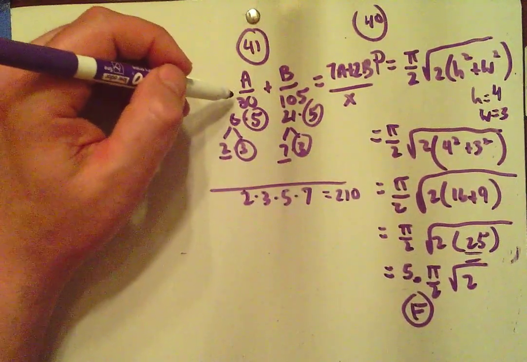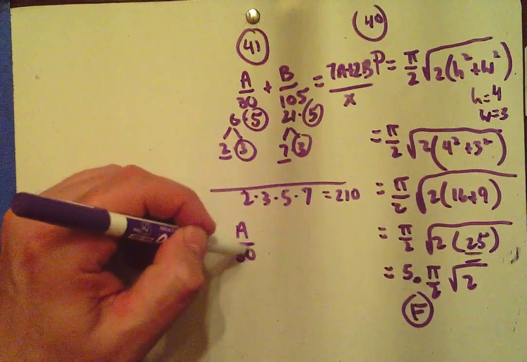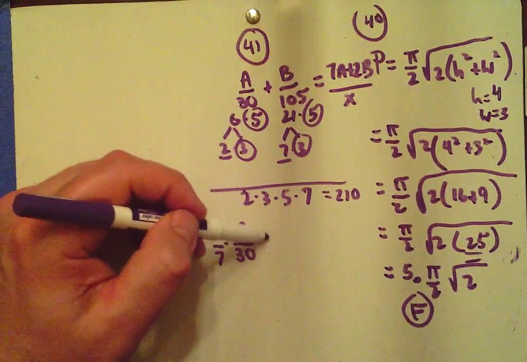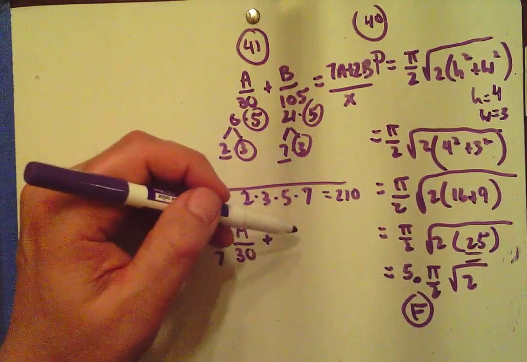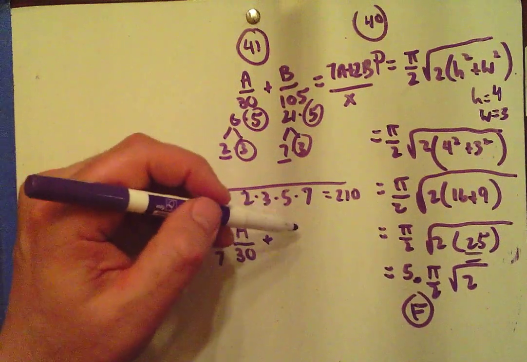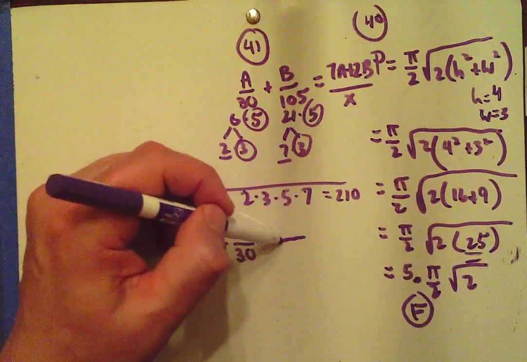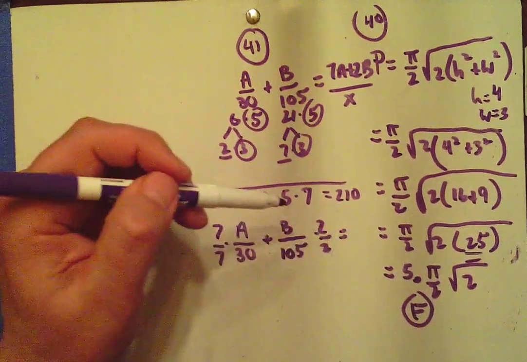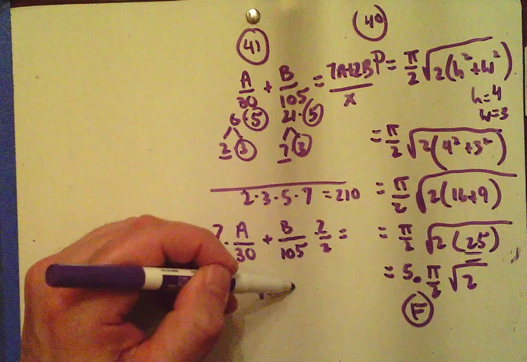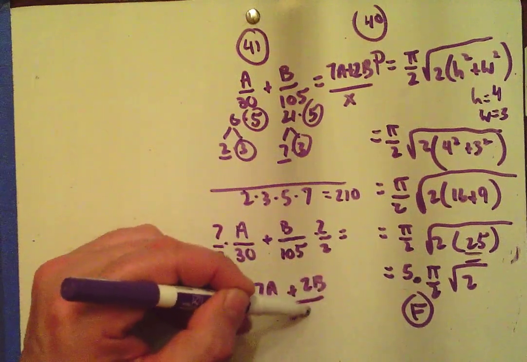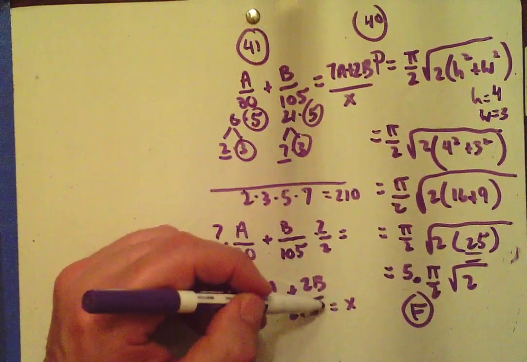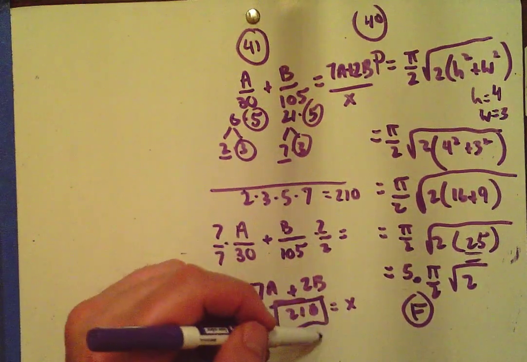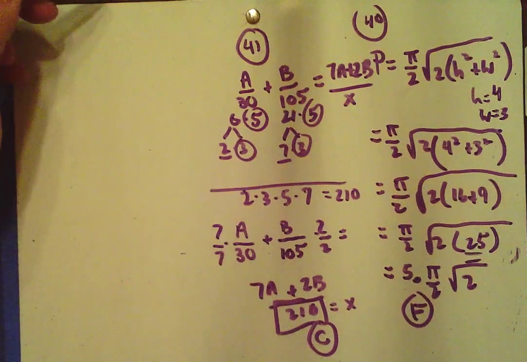So what do I have to multiply the first fraction by to get a common denominator of 210? 7 over 7. And what am I going to have to multiply the second fraction by to get 210? I'm going to have to multiply 105 by 2 over 2. And so I end up with 7a plus 2b over 210. Hey, that's x. X is 210. X is my common denominator. So that's why choice C is my answer for 41.